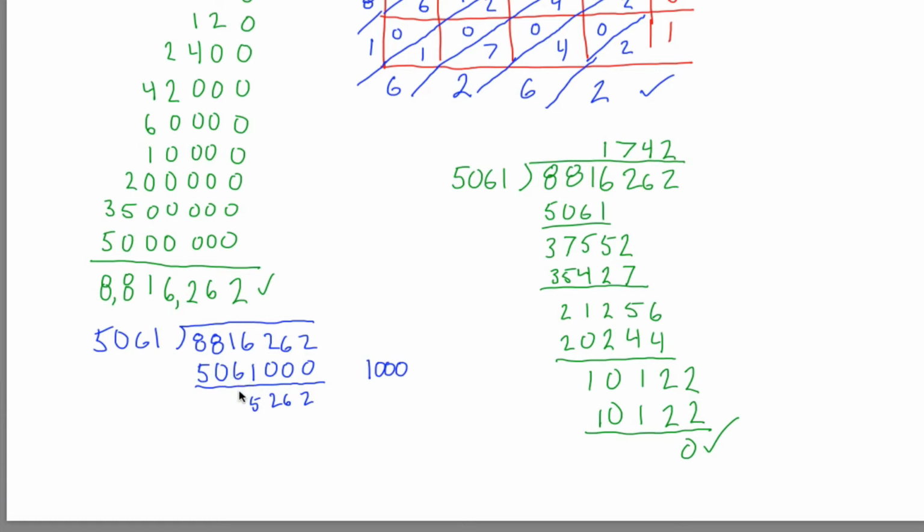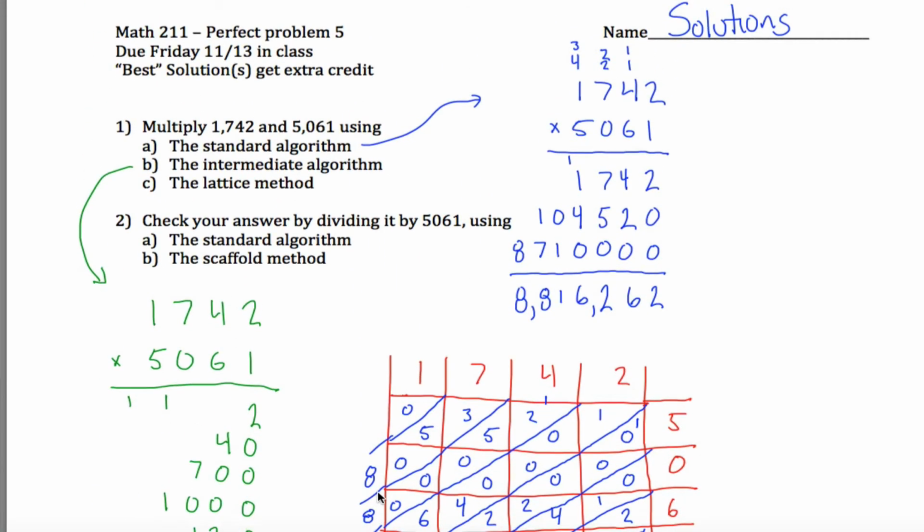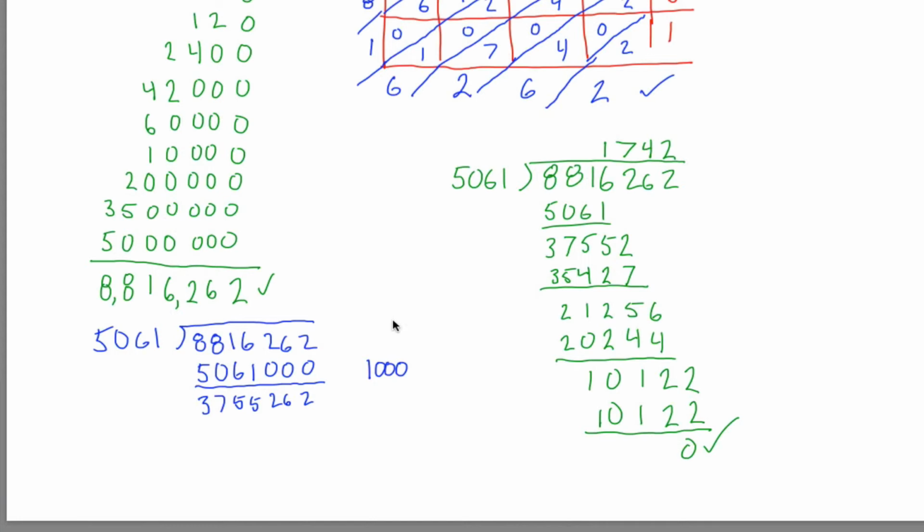11 minus 6 is 5, I get that I still have 3,755,262 to go. So where do you go from here? Well, you're trying to find another round number, another chunk of 5061s to take out. This is a little bit tricky because we know what the answer is, right? We know there's 700 of them in there. But maybe you don't know that, so maybe you would choose to put something like 500 here because you like 5s because they're easy to multiply by.